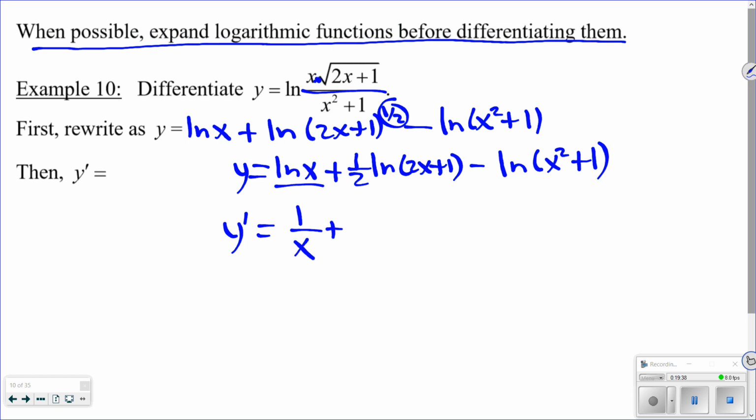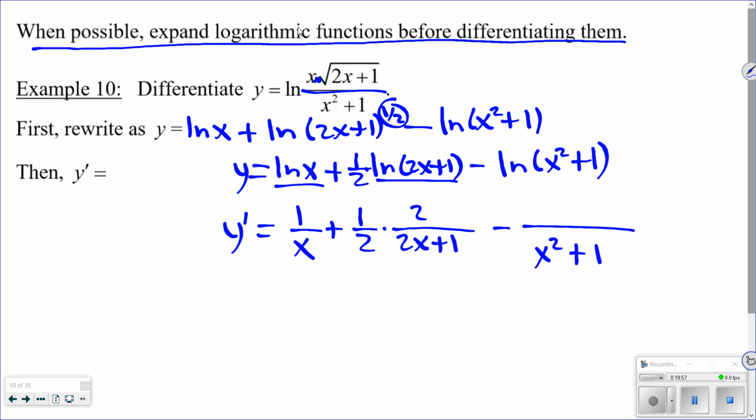Plus 1/2 is a scalar multiple times the derivative of, and what's the derivative of ln of 2x plus 1? Well, the 2x plus 1 goes on the bottom. The derivative of 2x plus 1 goes on top. That would just be 2. Minus x squared plus 1 goes on the bottom. Derivative of x squared plus 1 goes on top. Okay. And that's really my answer. We could simplify a little bit, like those two would reduce. But that's really it. And I got my answer.